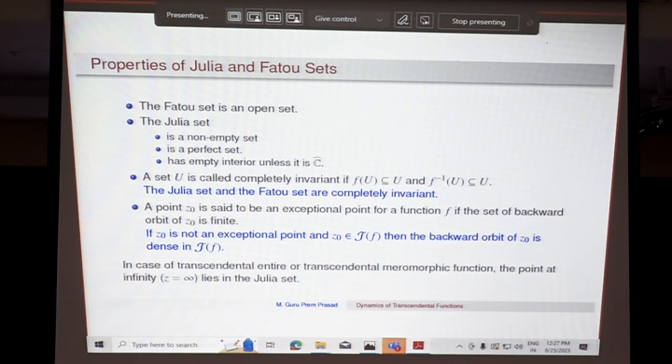Okay, so that's why you can get this. In the case of a transcendental entire function or transcendental meromorphic function, the point at infinity belongs to the Julia set, whereas in the case of a polynomial, infinity belongs to the Fatou set. So that makes it more complicated in the case of transcendental functions.